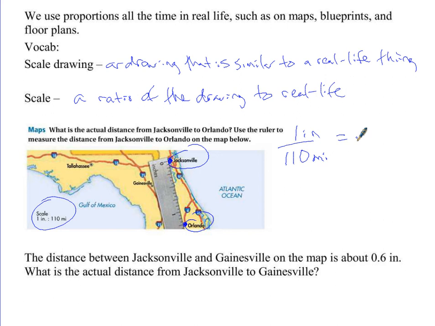And notice when I put those units on there that it really helps me set up my proportion correctly. So over here, I'm going to measure how far on the map it is, and I'll have inches over miles again. This is the map scale. This is the real life. Okay? So how far is it on the map from Jacksonville to Orlando?